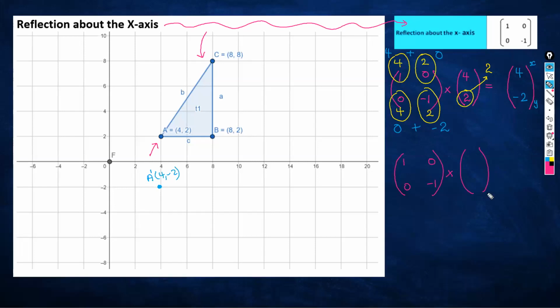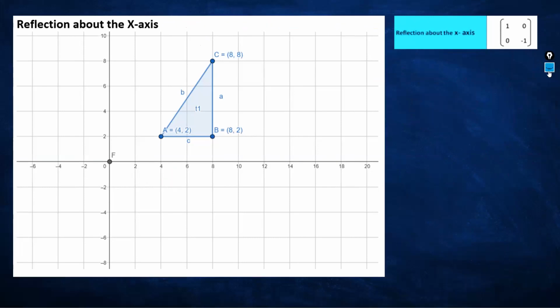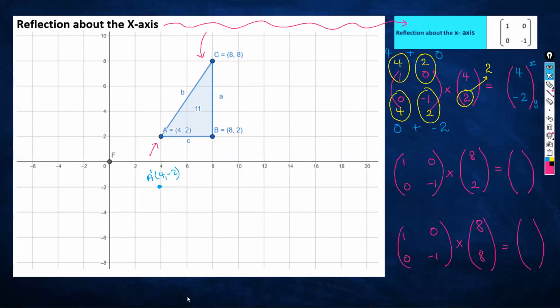Now I want you all to get the practice, right? So let the 2 swing up to the top and do the same thing for point C. 1, 0, 0, minus 1. And you multiply by point C, which is 8, 8. And you will notice that you will get the same answers as if we had used common sense. Right, I'll give you a few minutes, about 2 minutes to finish that.